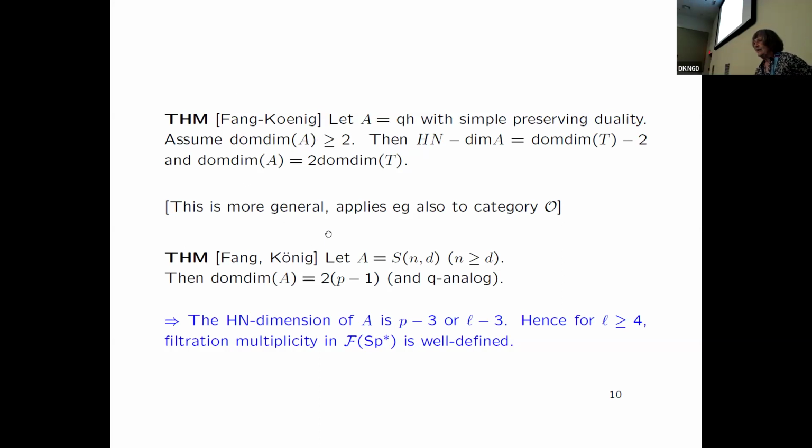Okay, right. Okay, so now if you plug these things in and see what you get, the Hemmer-Nakano dimension should be the dominant dimension of T minus 2. So to get from A to T, you have to divide by 2. So you have p minus 1, and then you subtract a 2, and so you get out that the Hemmer-Nakano dimension for the Schur algebra would be p minus 3 or L minus 3, depending. And of course, you want this to be a number greater or equal to 0, and so therefore, if L is at least 4 or p is at least 5, then the filtration multiplicity is well defined. So this would come out as well from that.